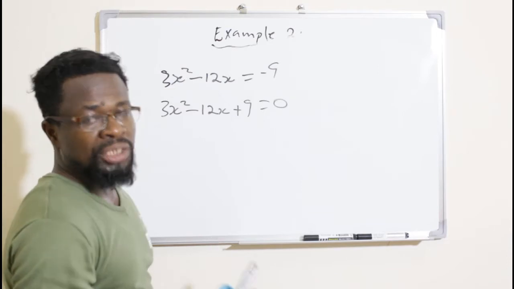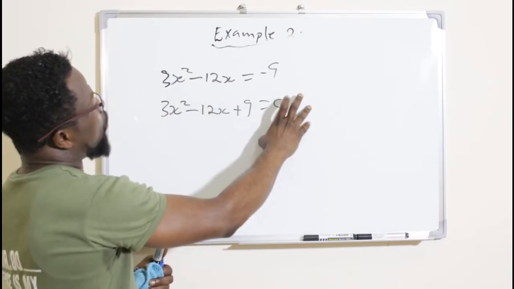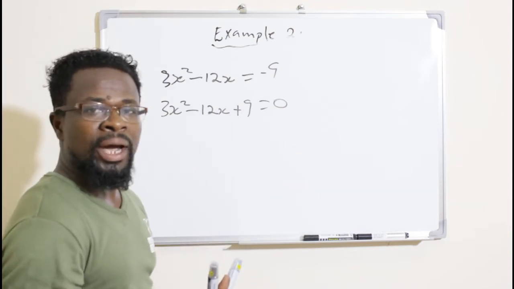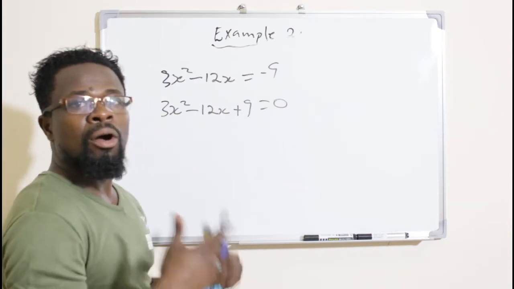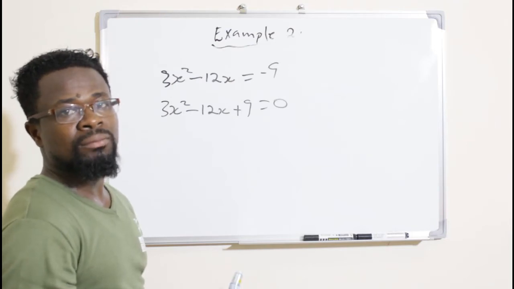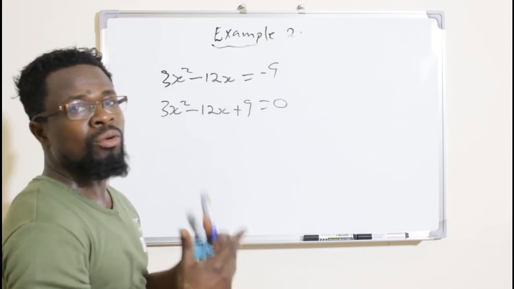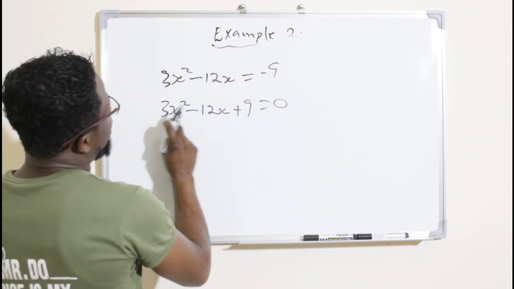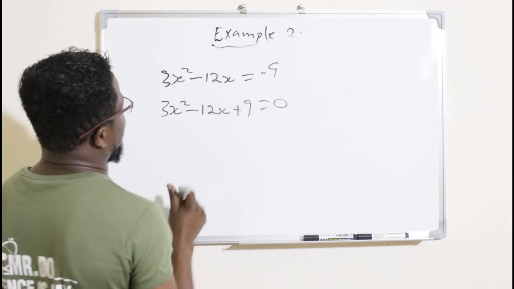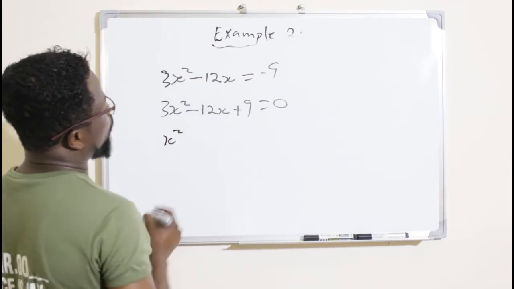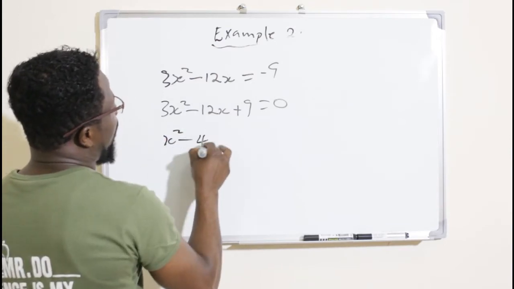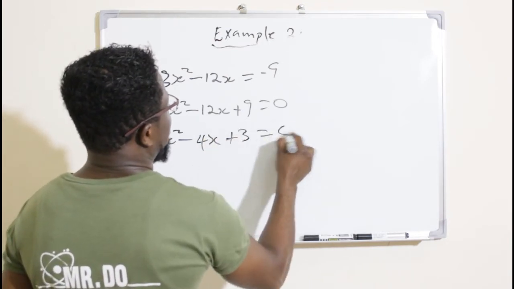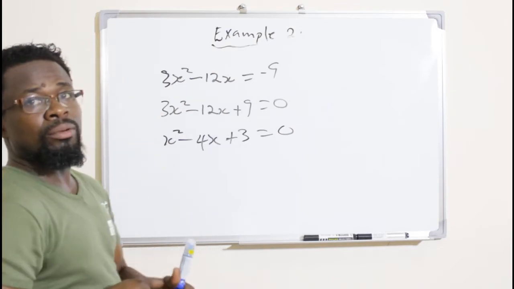This has now become a quadratic equation. If you have a quadratic equation, we can solve it by either completing the square, by factorization, or by making use of the quadratic formula. Any of them that you prefer is allowed. There is a common factor here, so I'm going to divide through by 3, so that I will have x squared minus 4x plus 3 equals 0.